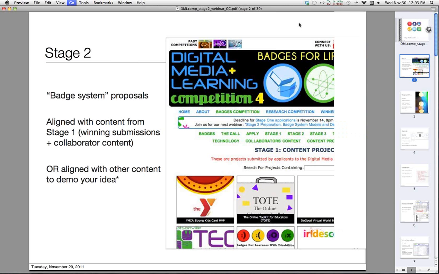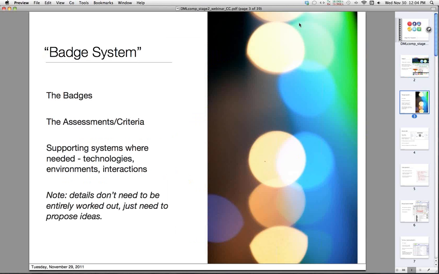Let's talk about badge systems. Badge systems obviously encompass the idea of badges, and behind that there are a few things. We'll be talking about the whole idea of badge systems, the characteristics that are embedded within that, and the thinking about the design that goes into that as well. As we think about a badge system, some of the things we want to think about are assessments and criteria, and then, if there are technologies, environments or platforms associated with that criteria or with the learning involved, what things are embedded within that?